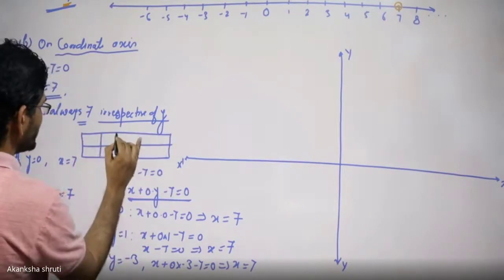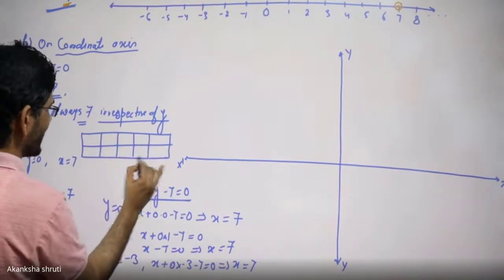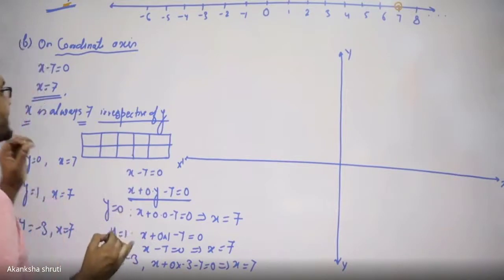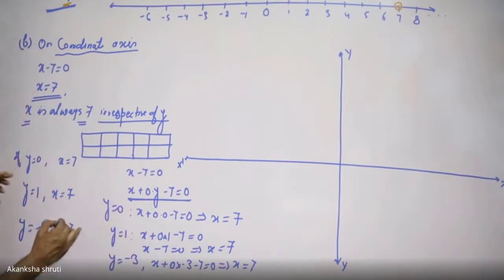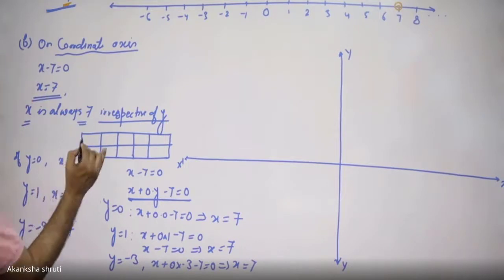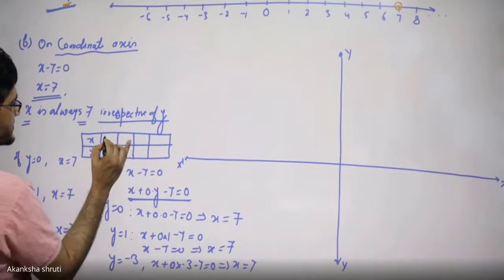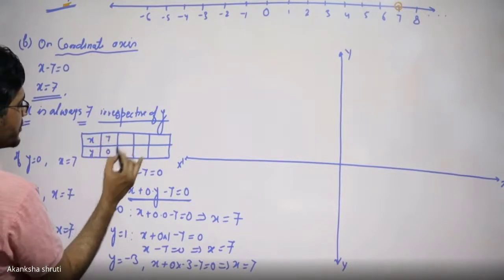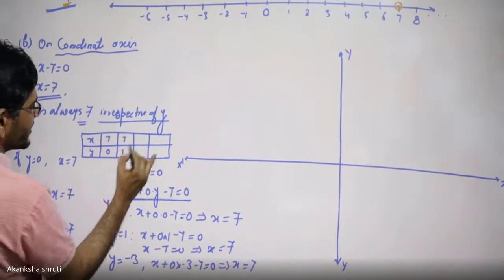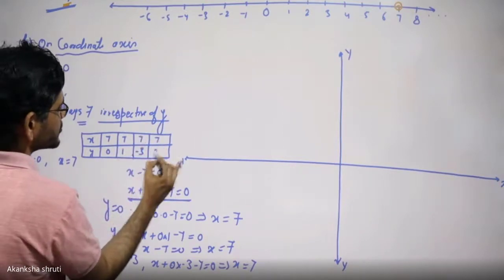Whatever the value of y we are taking, that doesn't matter. X can be 7 and 7 only. Student, x cannot have any other value, otherwise this equation will not be satisfied. So even if we are taking this as 7, it is 0, 7, even 1, 7, minus 3, 7, 2.